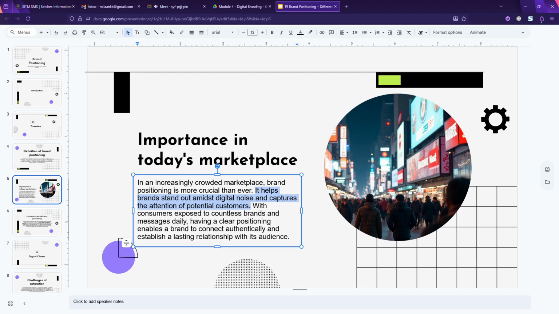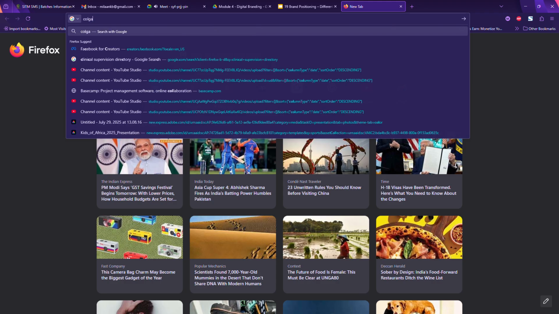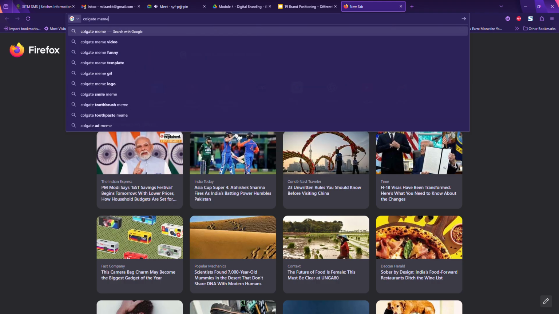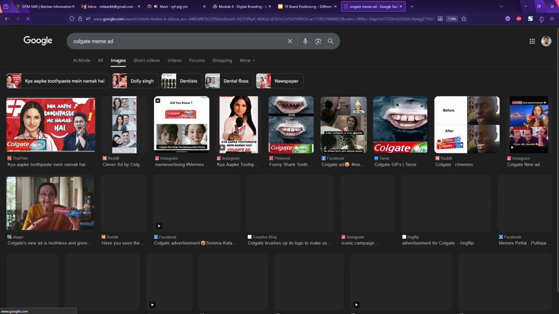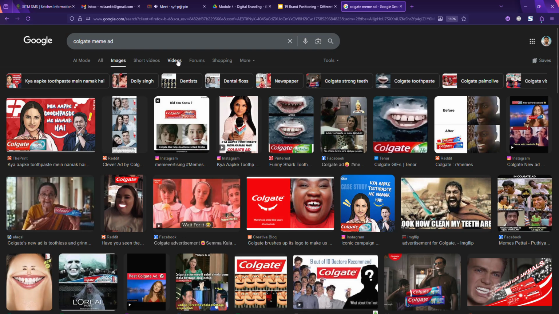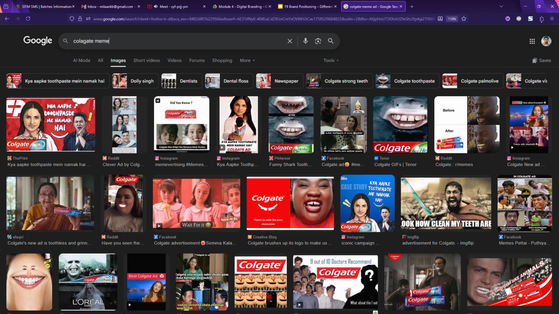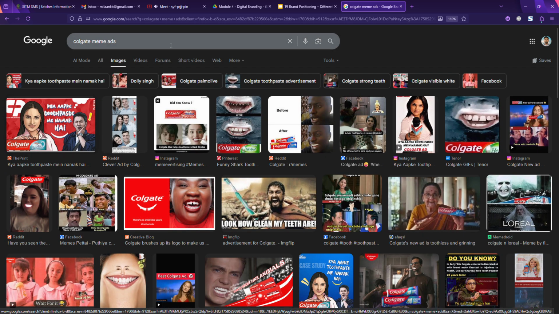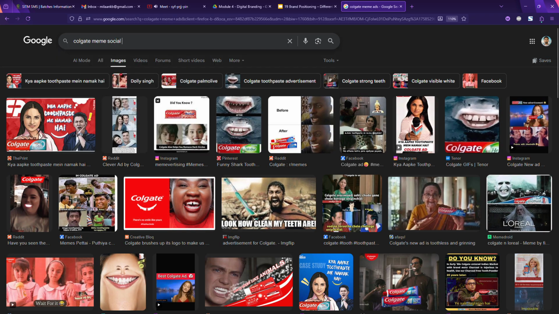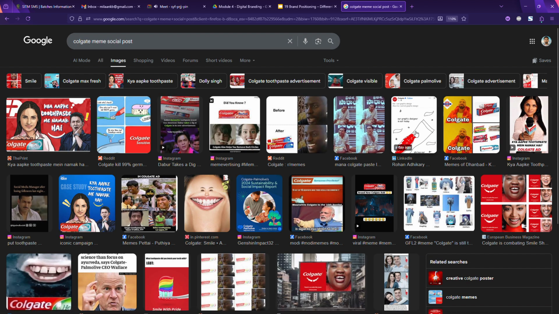There was a post just yesterday by Colgate. Now those meme style advertisements are coming up. It's not related to brand positioning as such because it's just one particular meme.